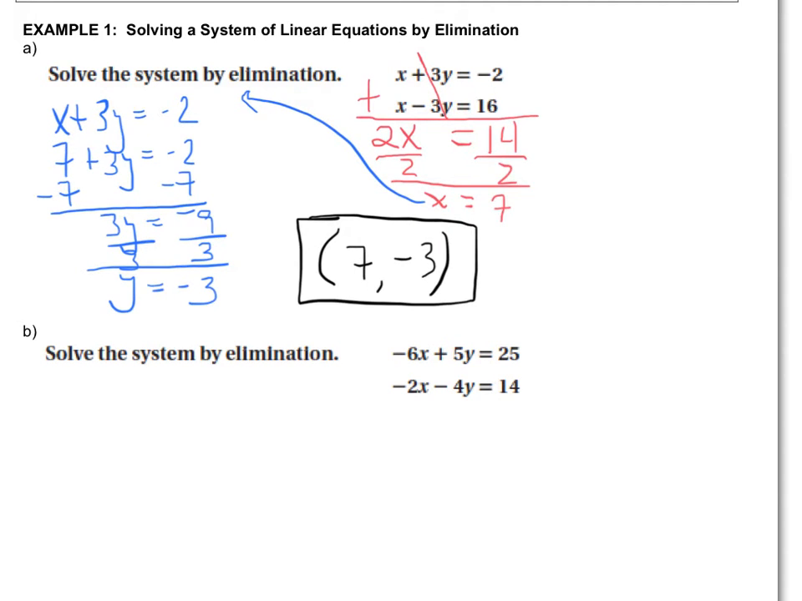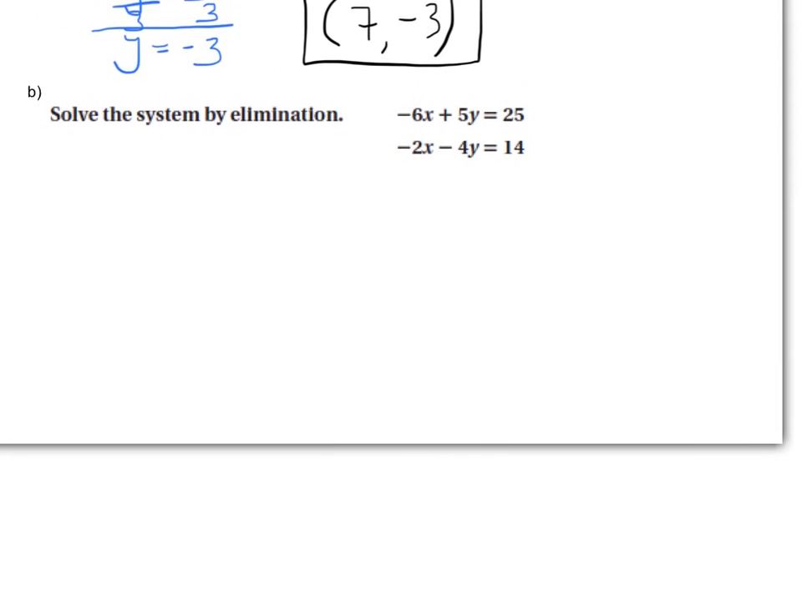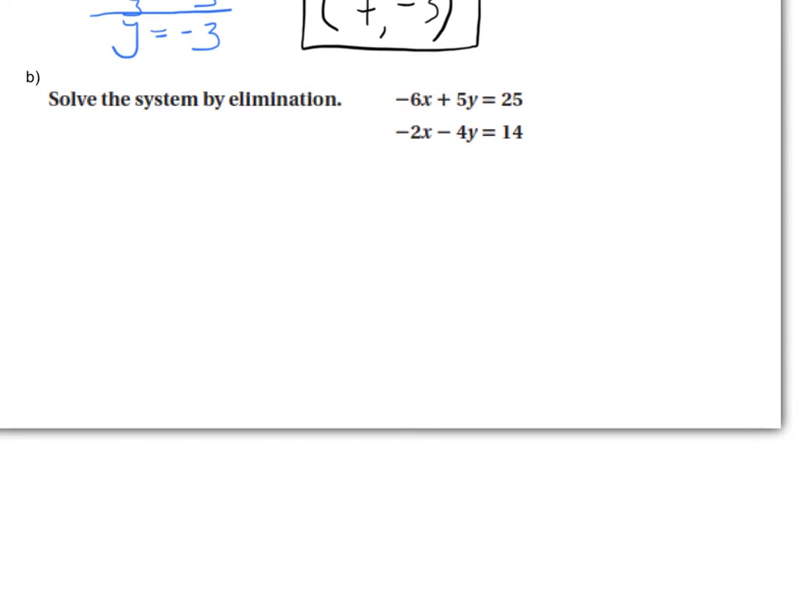On the second one, we look at it and again, our columns are lined up, so that's good. We don't really have to rearrange anything. But what I do want to notice here is looking at my x's, I have a negative 6 and negative 2, and I have a 5 and a negative 4 for the y's. I don't have opposite coefficients at the moment. So what I want to do here is multiply one of these equations by something that's going to get me opposite coefficients.